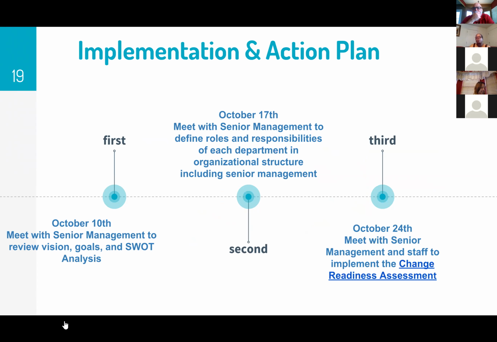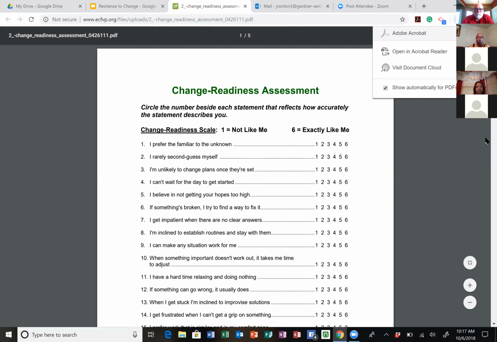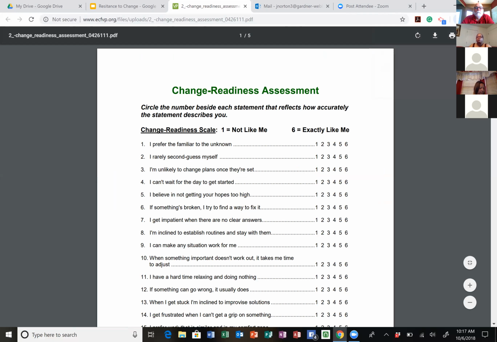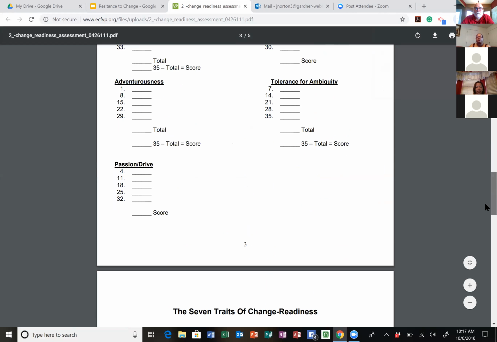And then the third meeting, we will be meeting with the senior management and staff to implement the change readiness assessment, because we realized that it was a recommendation from the last audit that we had, so that we needed to do the change readiness assessment. And here is an example. Here's the change readiness assessment that we will be implementing with the staff.